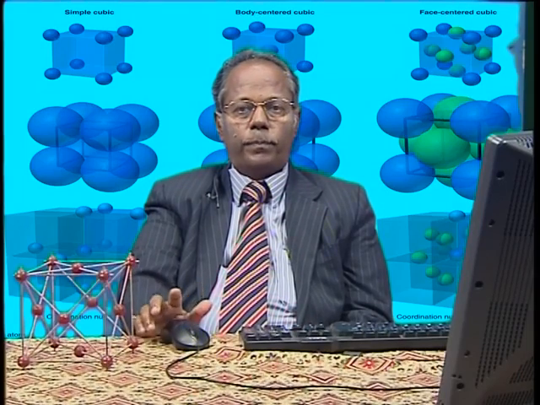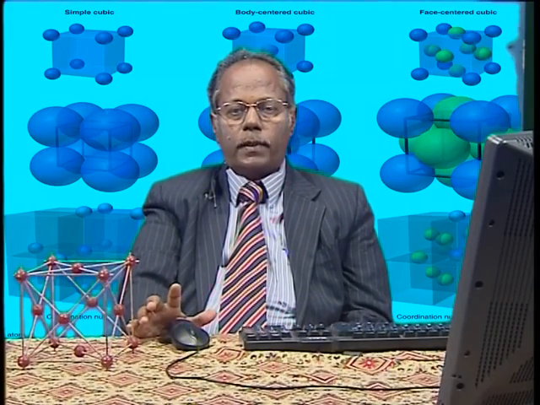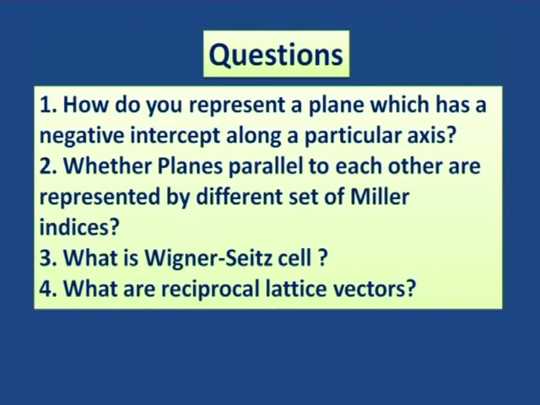We will pass on to the question session. The first question: how do you represent a plane which has a negative intercept along a particular axis? The second question is whether planes parallel to each other are represented by different sets of Miller indices. What is the bigger size cell? What are reciprocal lattice vectors?